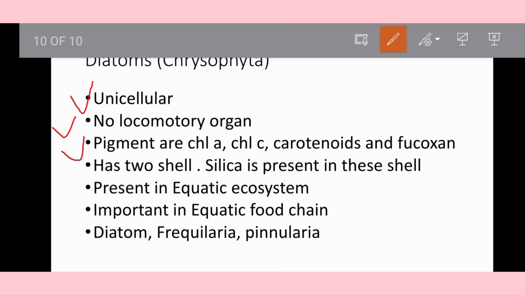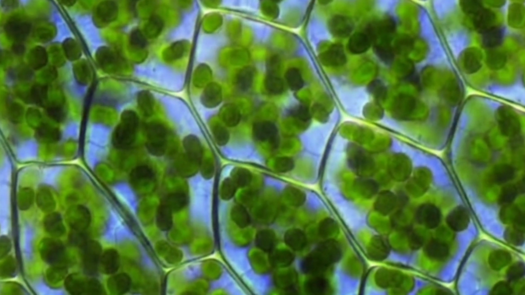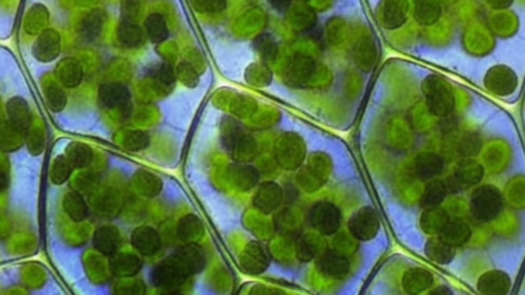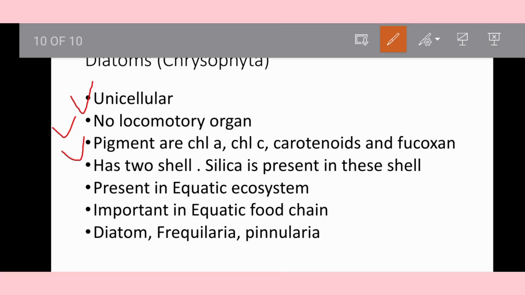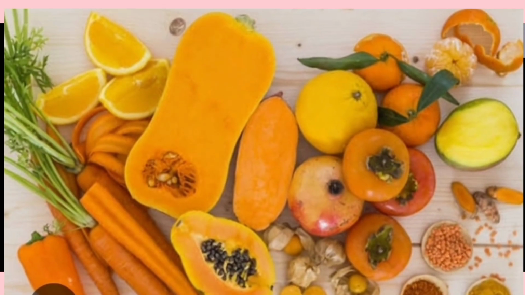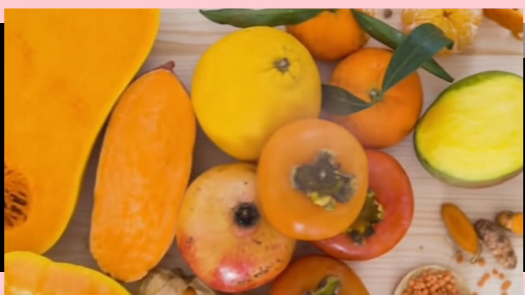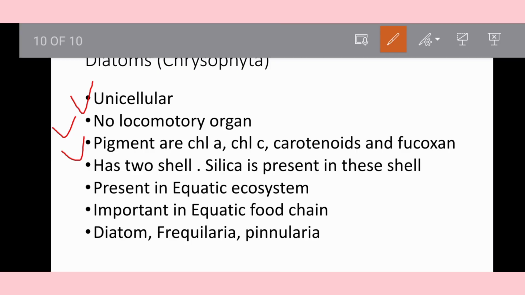In plants, chlorophyll A absorbs dark green light and chlorophyll C absorbs blue light and transfers this light toward chlorophyll A. Carotenoid absorbs orange and yellow light and is mostly present in tomatoes, etc. Fucoxanthin absorbs golden light.